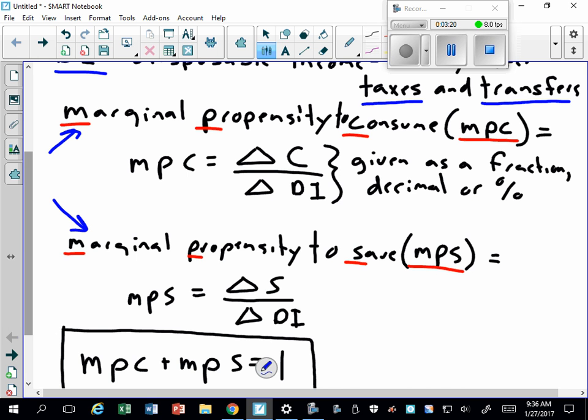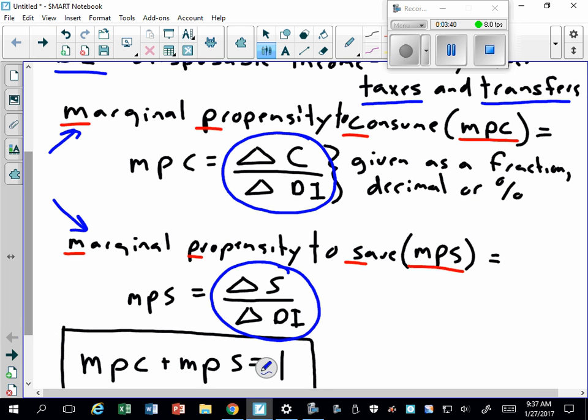And as you can see here, that's what the equation for the MPC is. MPC is the change in consumption over the change in disposable income, DI. And MPS, as you can see, is down here: the change in savings over the change in disposable income. Now, why do we care about the changes? One, because humans tend to think on the margins. That's what we're talking about here.